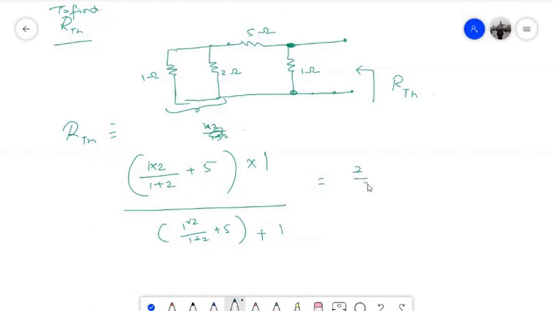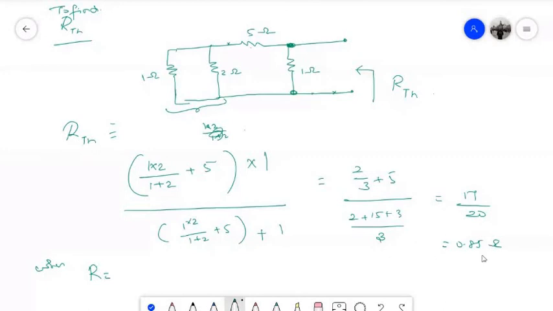You have 2 by 3 plus 5, maybe 2 plus 15 plus 3 by 3, or maybe you get 17 by 20, that is 0.85 ohm. I have obtained RTH. Now the question is, for what value of R you will get maximum power transferred from the source to the load. So when R is equal to this RTH, maximum power transfer happens.